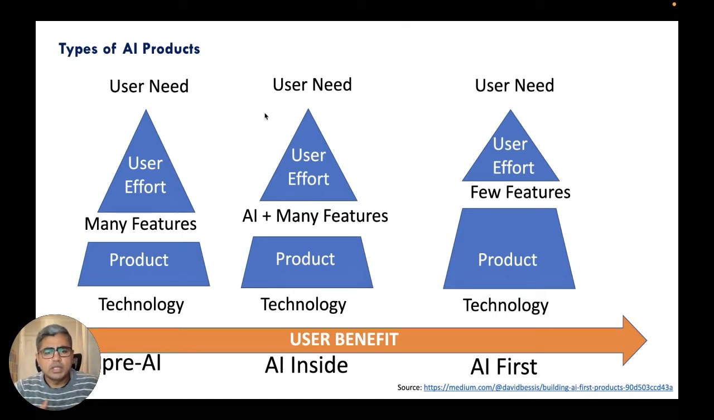Now, to make the effort lesser, you try to get many features in, right? Because you want to simplify the workflow a little bit. Instead of 20 clicks, you'll have 10 clicks. When you go to the AI-first solution, you're now at a phase where you optimize the solution so much that you need the least number of clicks to get there.